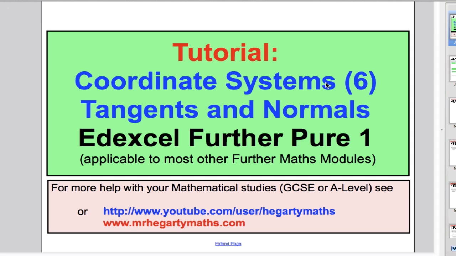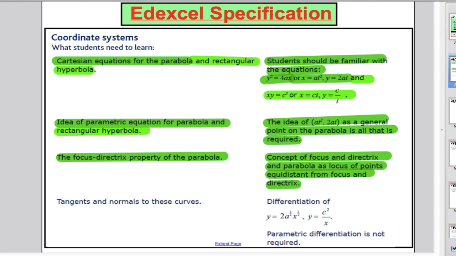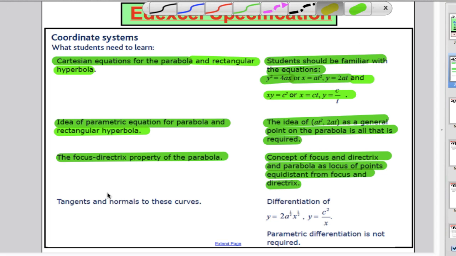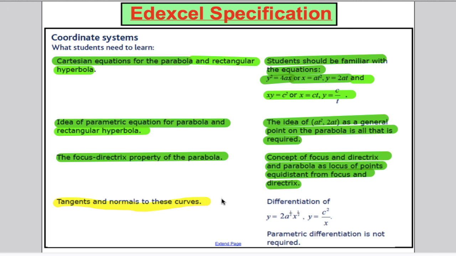Right, looking at the scheme of work first of all, we've done everything required. We just have to finish off with tangents and normals to a parabola and a hyperbola. And we're going to need the technique of differentiation here. We're going to have to be able to differentiate the Cartesian form of a parabola and a hyperbola, and we're not required to know parametric differentiation, which comes up in Core 3 or Core 4.